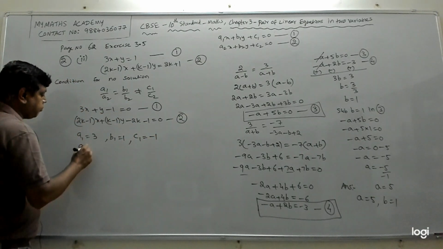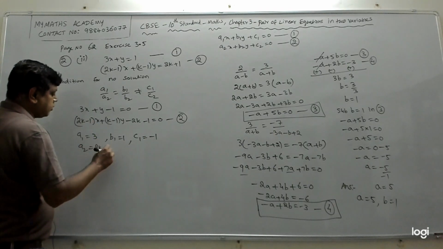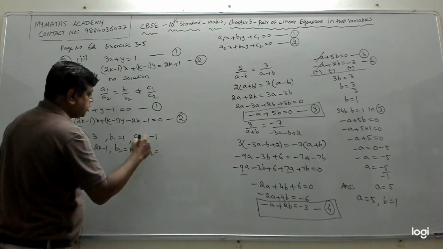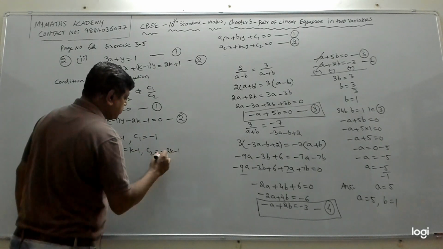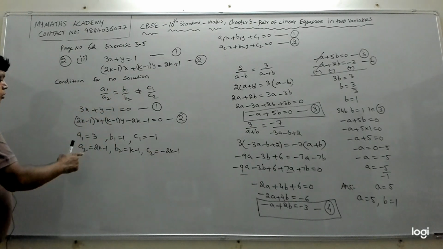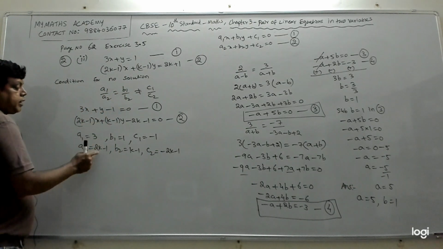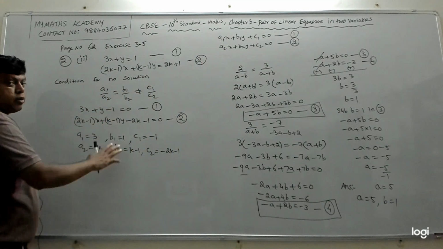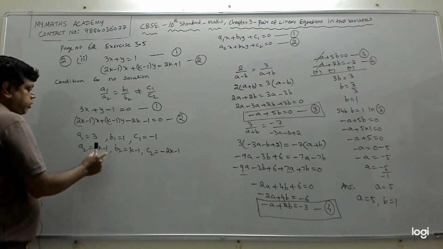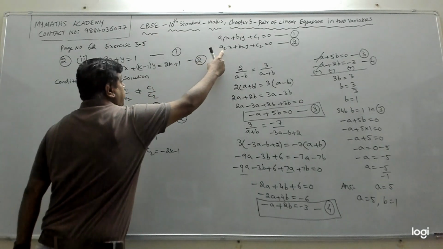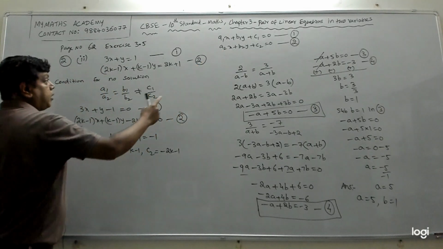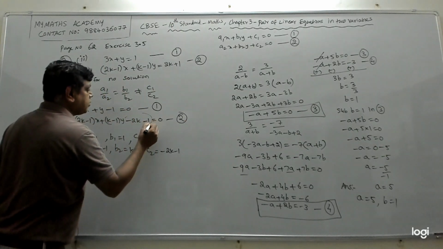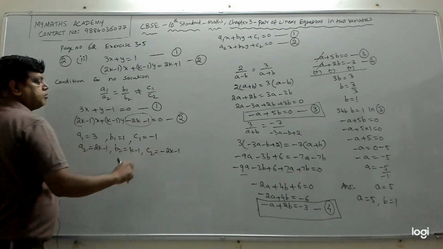Now here, what is a2? a2 is 2k minus 1. b2 is k minus 1. c2 is minus 2k minus 1. Clear? a2 is the coefficient of x, which is 2k minus 1. You should not write x and y, as x and y are the variables. So a2 is 2k minus 1, my b2 is this one, and my c2 is the rest. This entire thing is c2.